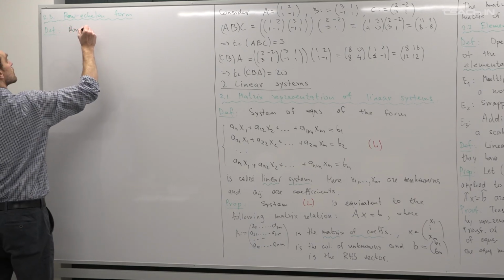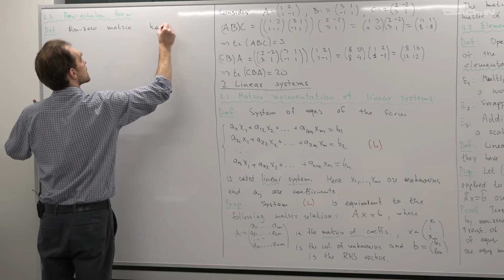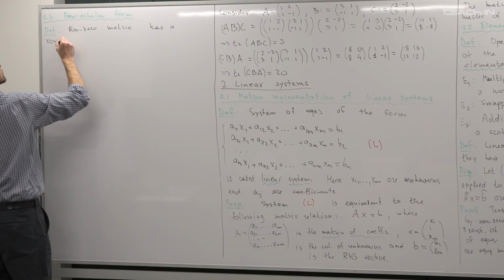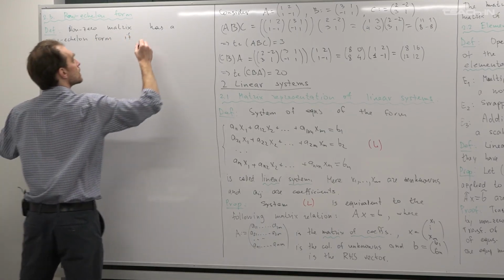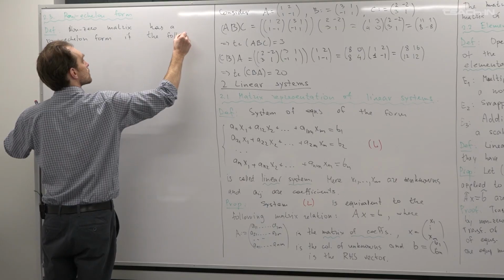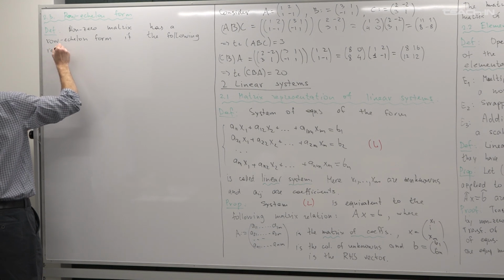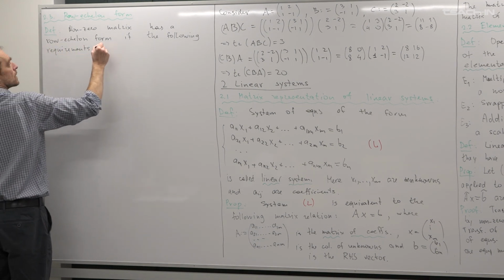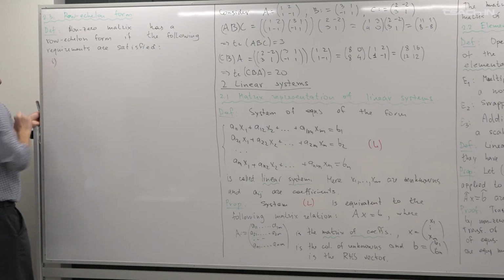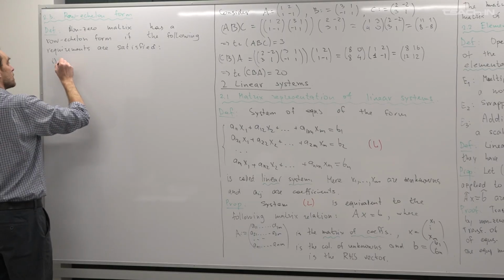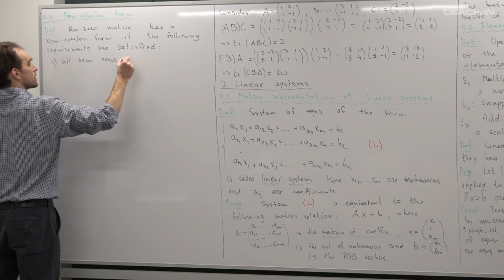Non-zero matrix has a row echelon form if the following requirements are satisfied. So all 0 rows are at the bottom.